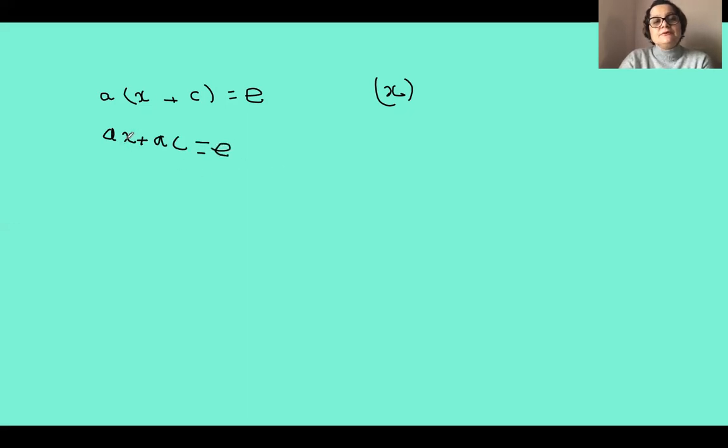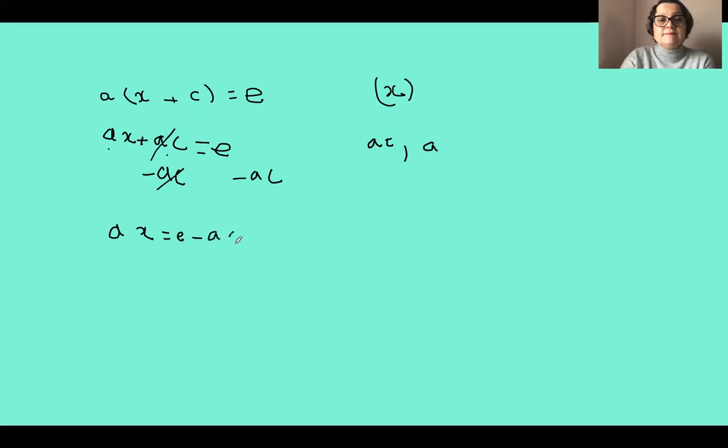Now, x is on the left-hand side. This is where we're going to leave it. So we have to get rid of ac, and both of them are together, and a. So this a here, ac and a. The first one you need to get rid of is the term ac. And how do you get rid of that? By doing minus ac on both sides of the equation, minus ac. Cancel them out, and we have ax equals e minus ac, just like that.